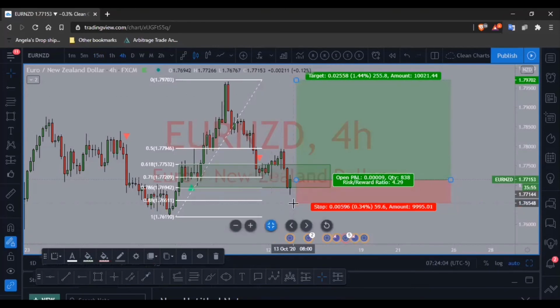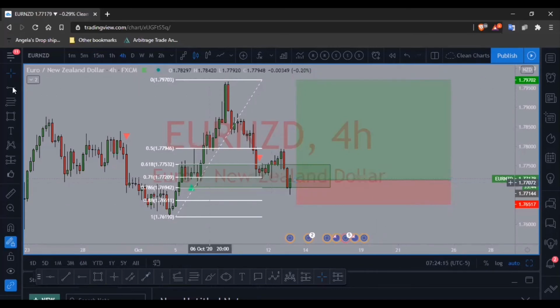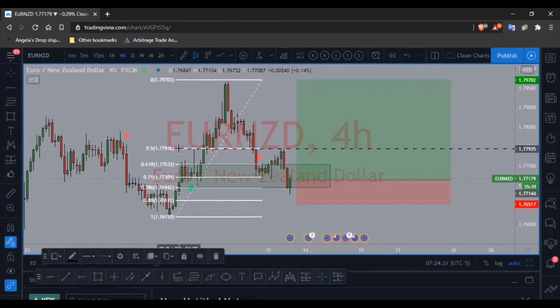I'll go ahead and put this a little lower. Boom. So I'm risking 62 pips or 63 pips, and I'm trying to get 255 pips. That's the swing. I'll probably most likely take partials up here, take another partials right here, and then let the whole trade ride right there. But yeah, this is exactly what I'm looking for.